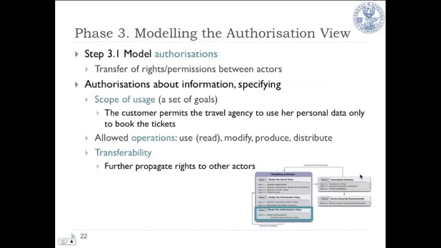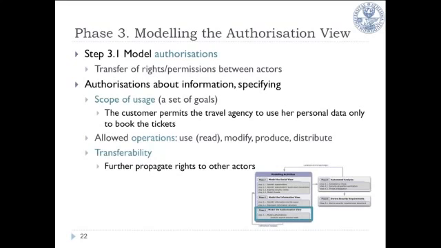This view is an intermediate passage view from the social view to the authorization view, in which we capture the passage of permissions from actor to actor regarding the information they own or possess and have authority to pass rights to others. So in this third phase, we model the authorizations, the transfer of rights between actors.